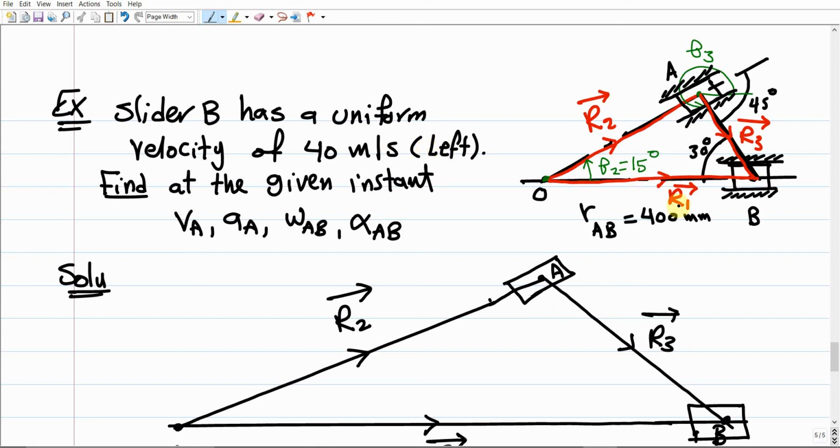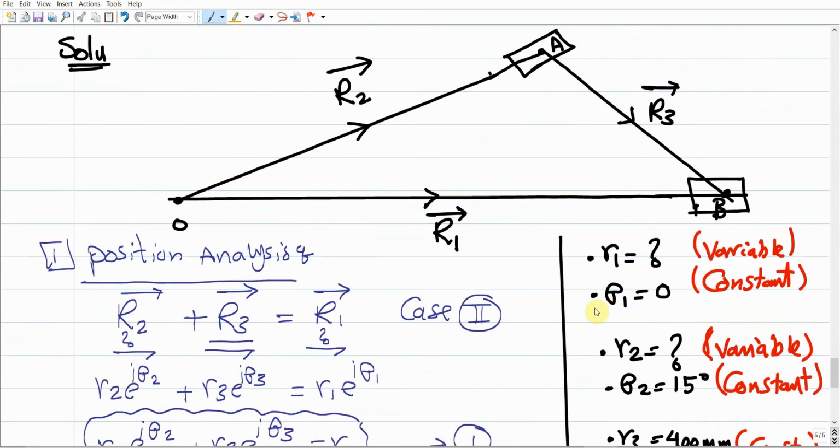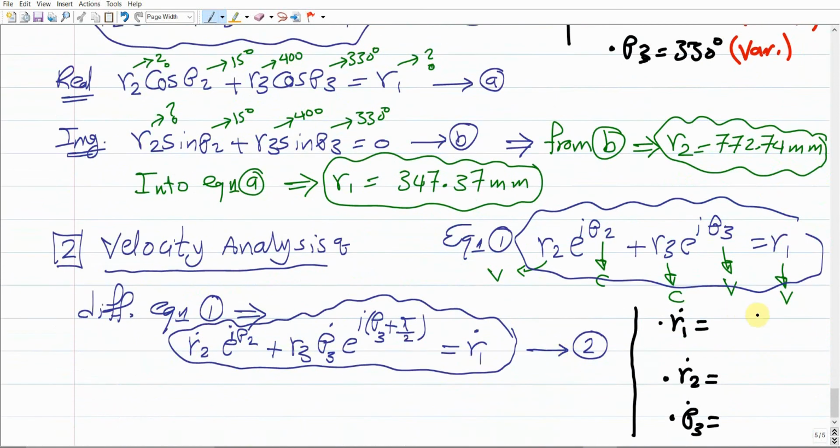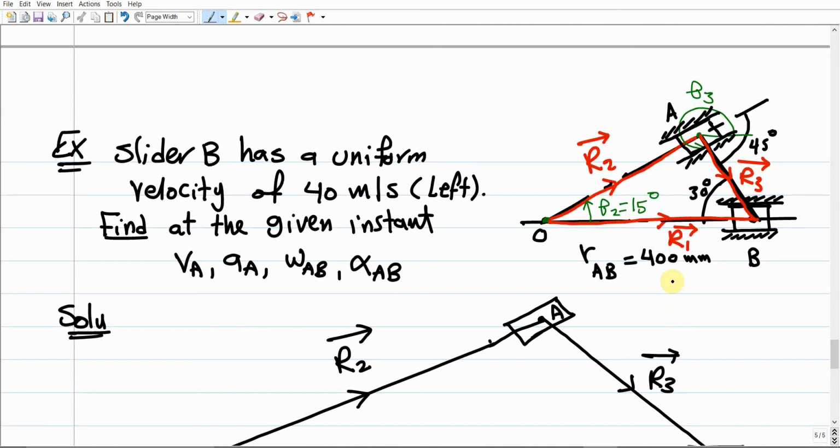So what does it mean? R1 dot equals 40 meters per second, going to the left, so we add a negative sign here. Why are we adding this negative sign? Because the direction of the sliding velocity, the 40 meters per second, is opposite to R1.